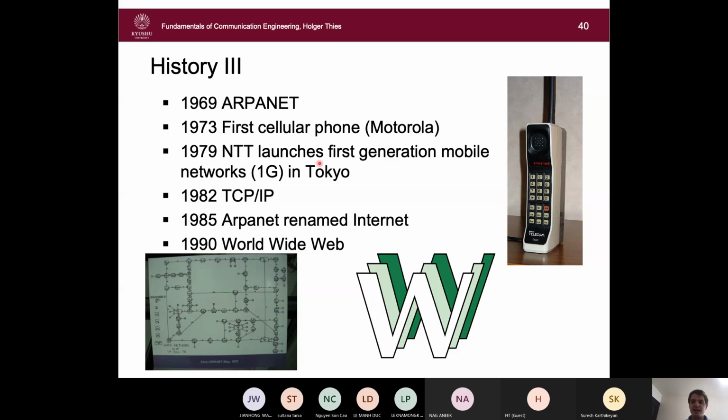So in 1969, in the second half of the 20th century, the most important inventions were probably the internet and the mobile phone. The history of the internet starts with the ARPANET. ARPANET stands for Advanced Research Projects Agency Network. The ARPANET is the predecessor of the internet, and it was first established in the Department of Defense of the United States in 1969.